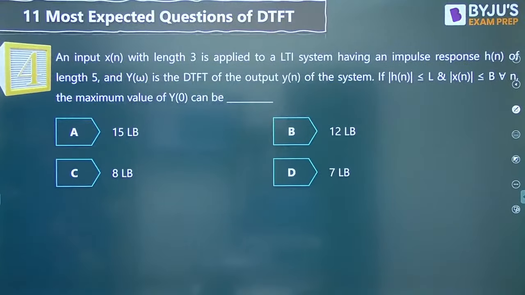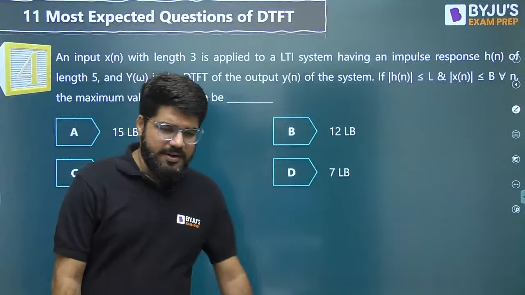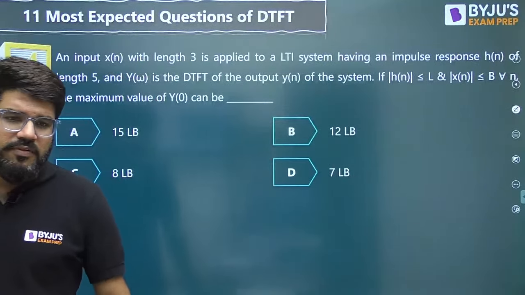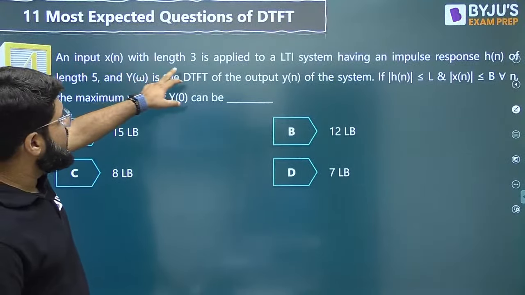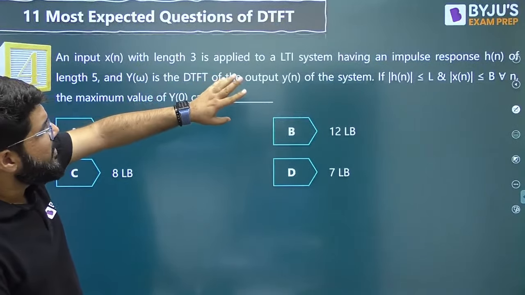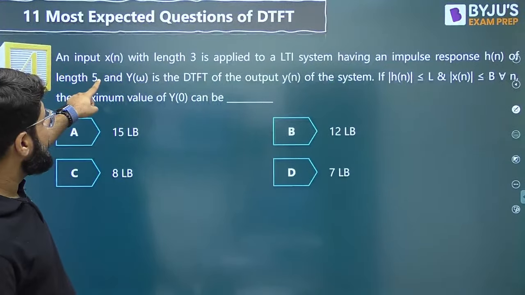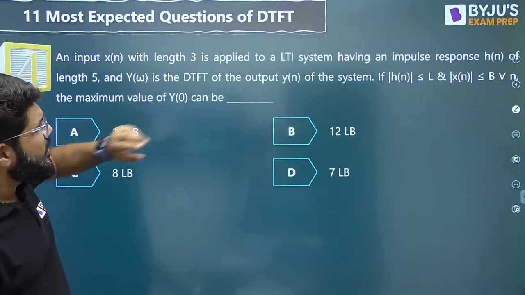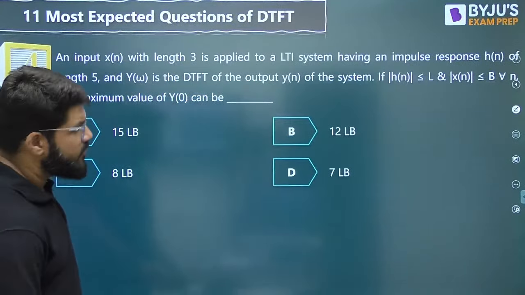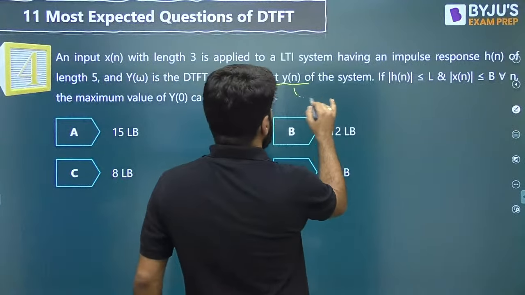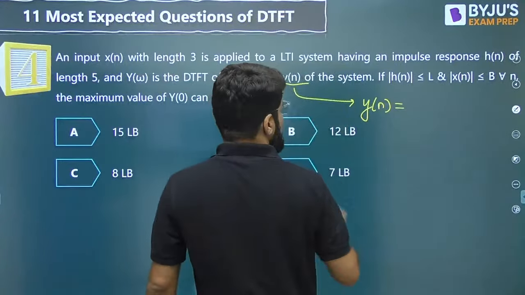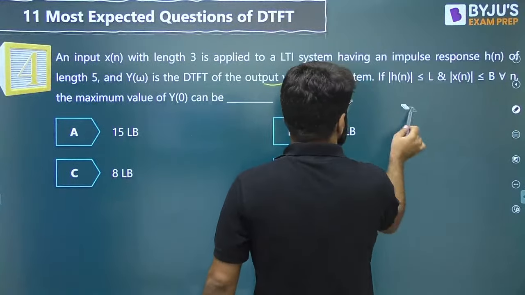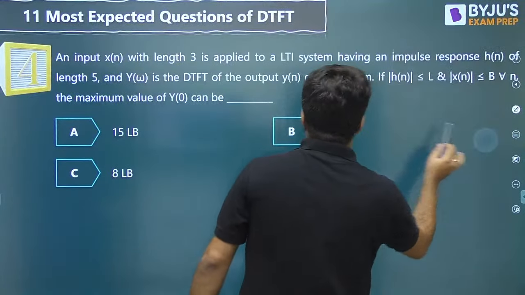Now let us understand this question, a little bit related with the DTFT and convolution. A signal input x[n] with length 3 is applied to an LTI system having impulse response h[n] of length 5. Y(ω) is the DTFT of the output y[n]. So how do you calculate the output of any LTI system? Let us write it here.